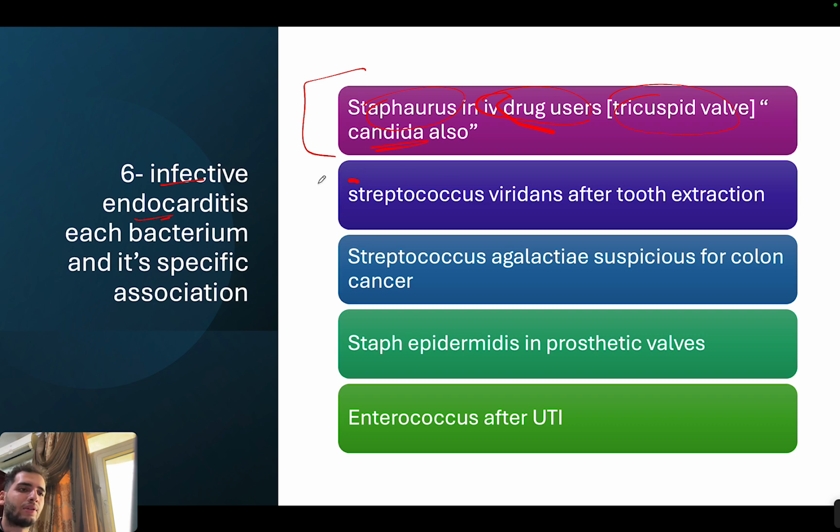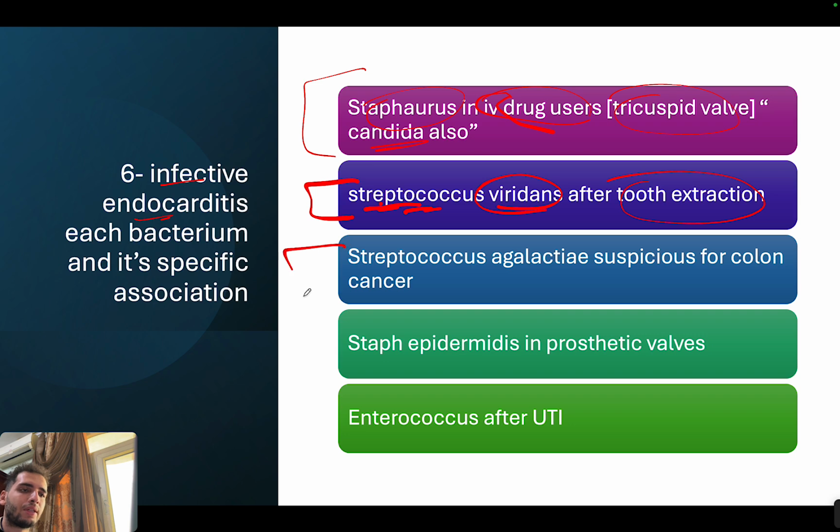The next bacteria, which is the most common bacteria that can cause endocarditis, is Streptococcus viridans, and it usually happens after tooth extraction, okay? And it will cause subacute endocarditis. Now, sometimes they will ask you how it attaches to the endocardium through something called dextrans. It will attach to the damaged heart valves through its dextrans, and it will bind to the fibrin in the heart valves, okay?